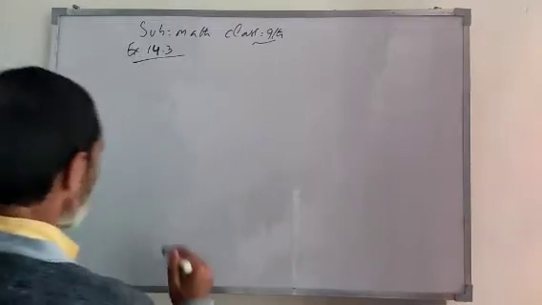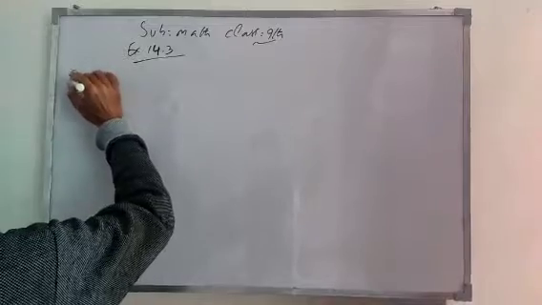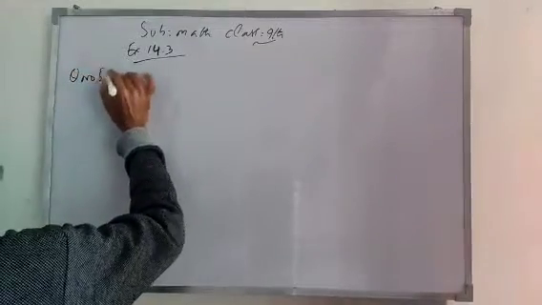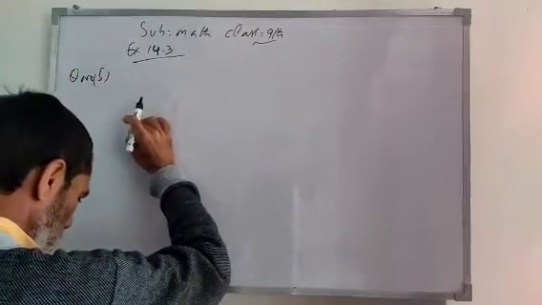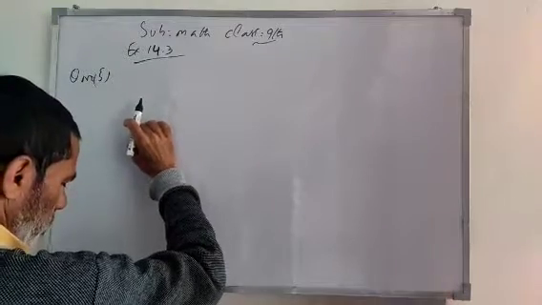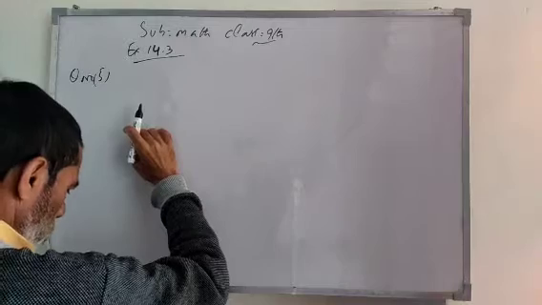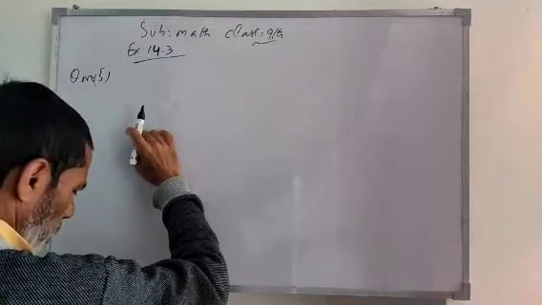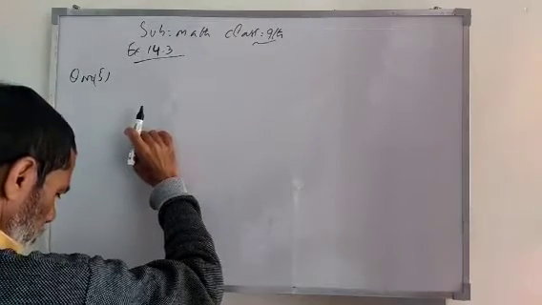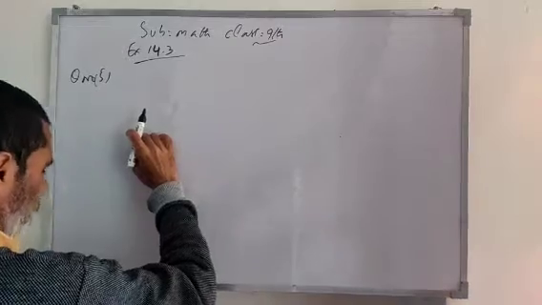Bismillahirrahmanirrahim. Dear students, today we'll do question number 5. In this question, we have to represent the information given in the data with the help of histogram, and we have to observe how many lamps have a lifetime of more than 700 hours. Here is the table.